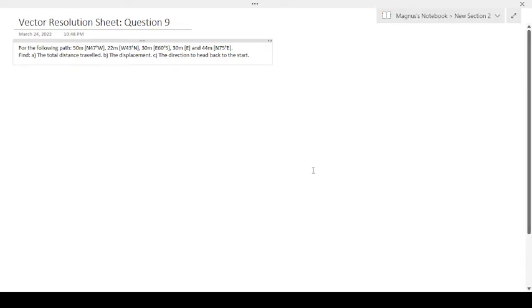Today we will be going over question 9 from the vector resolution sheet from Physics 12 that we were given a week or two ago. We went over two methods in class, and I'm just going to go over them briefly. We know the component vector method, but actually, let me draw this a little differently.